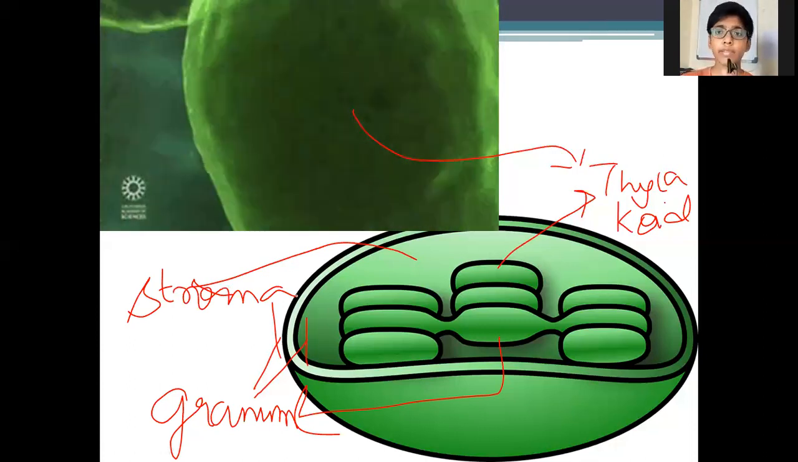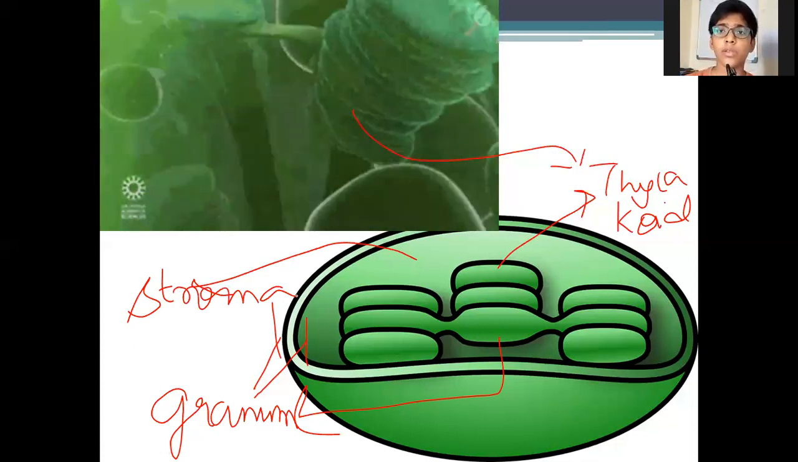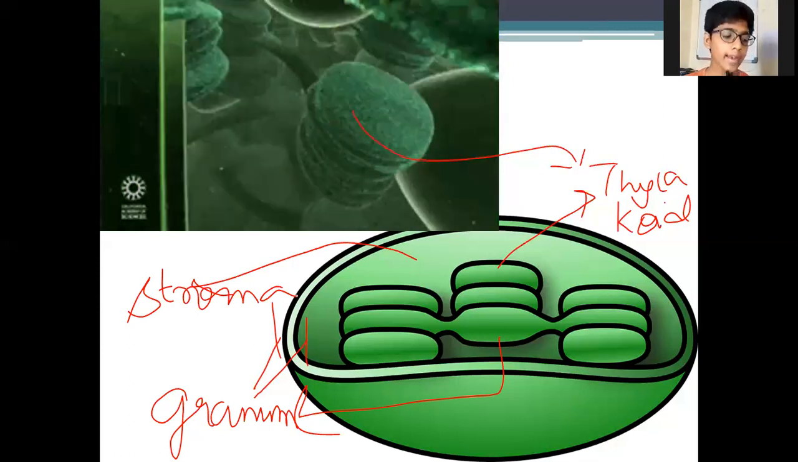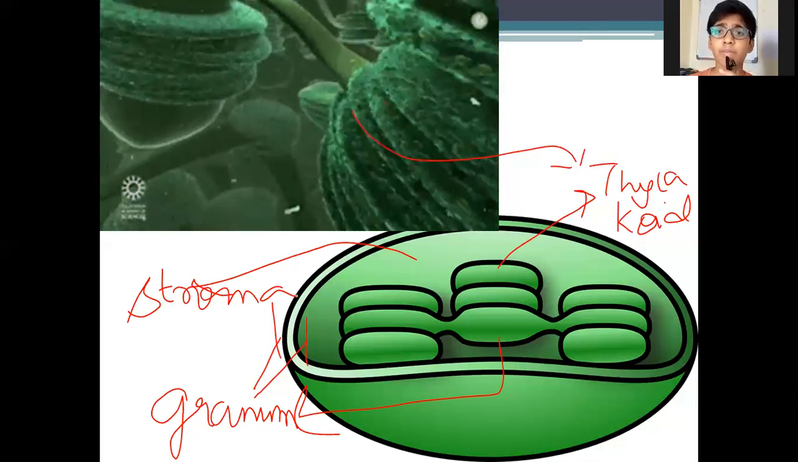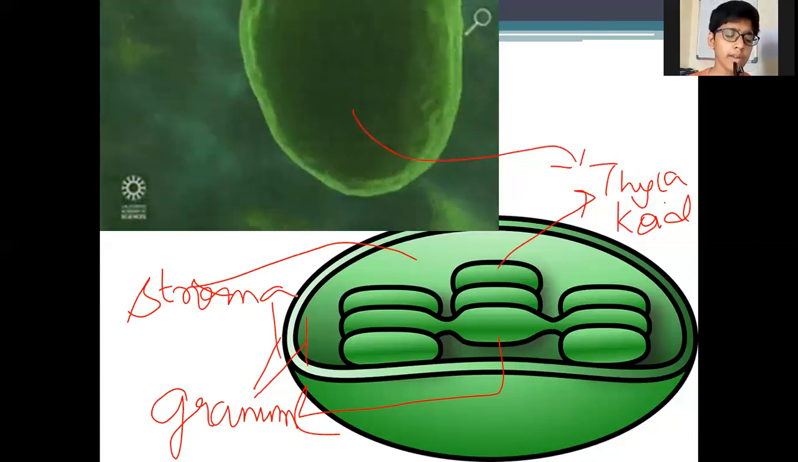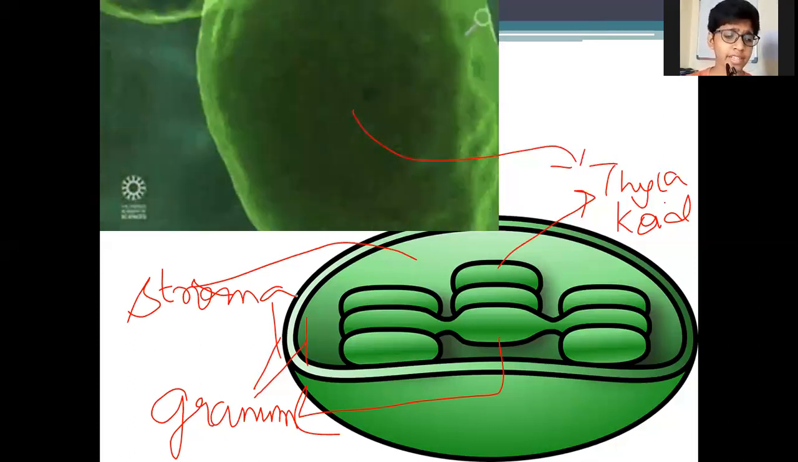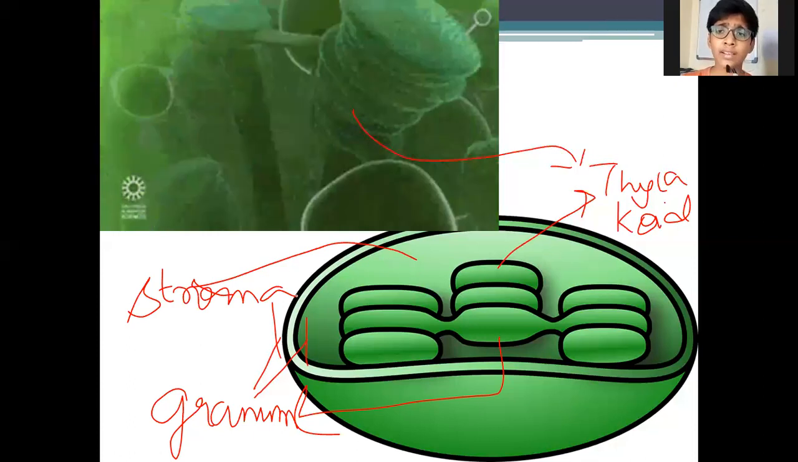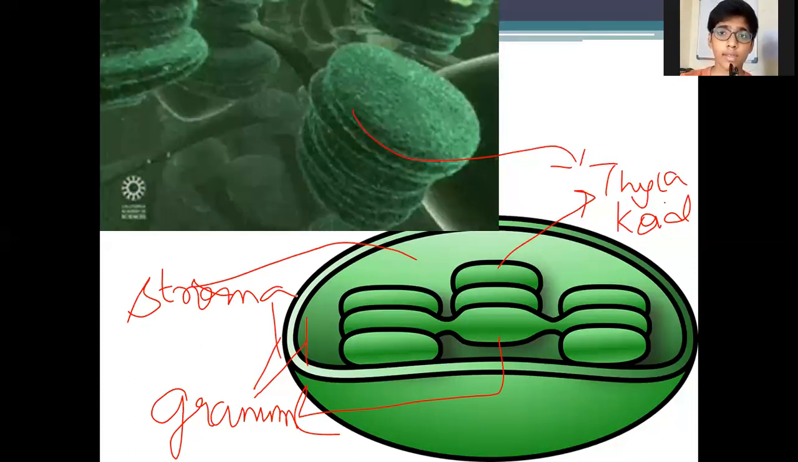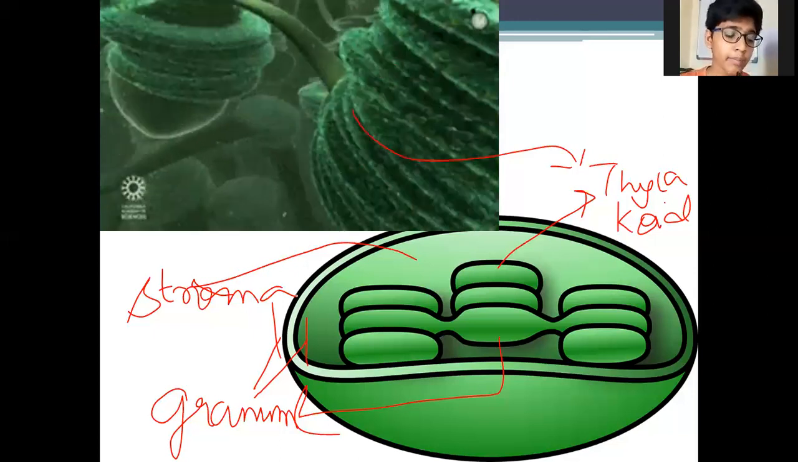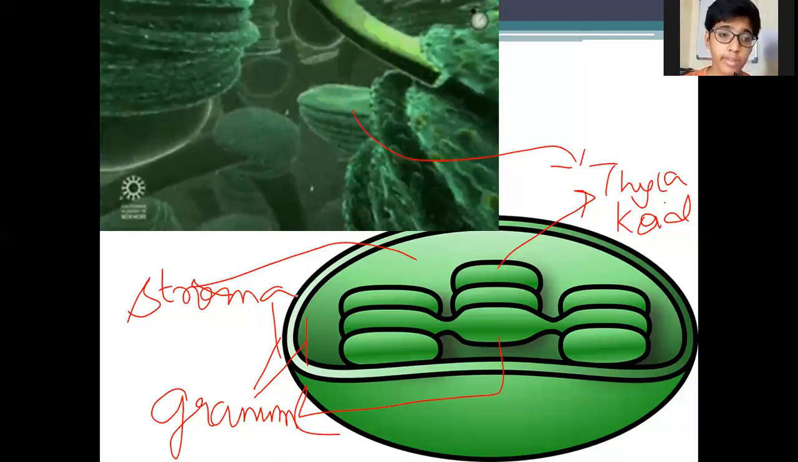So this is how a chloroplast looks, a green color, and these contain chlorophyll. That's the function. And these are the places where photosynthesis occurs. So in thylakoid membranes, the photosynthesis occurs.